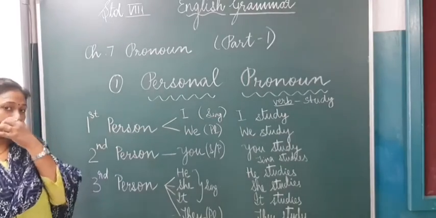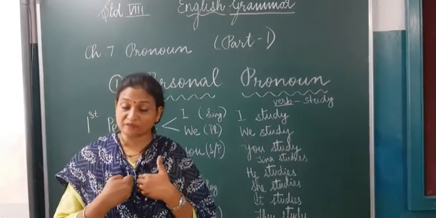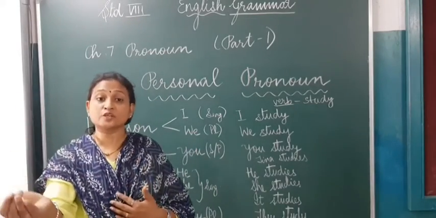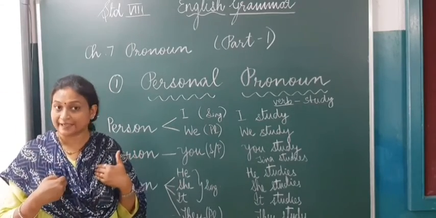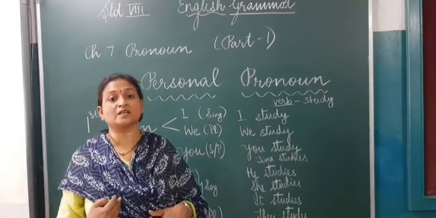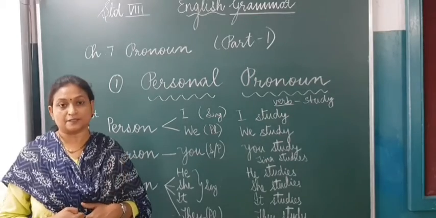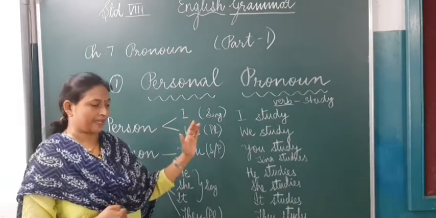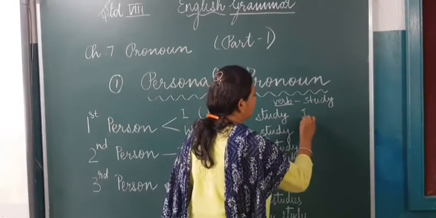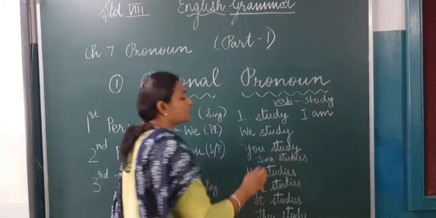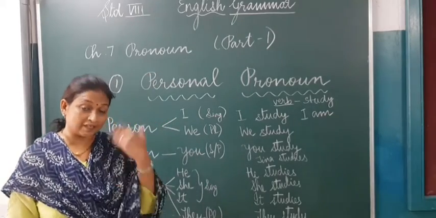Is it clear, children? First person means the person who is talking. Right now I am talking to you, so I am the first person. Okay, and I am talking to you, so you are the second person. If you talk to me, you become first person and I become second person. And if a third person comes in between us, a person who interrupts our conversation, that person becomes third person. Is it clear, children? So when it is I, it is always study. But one more thing you have to remember, that only with I we have am. Okay, now that is a different thing that you will be learning in tenses, that I will be teaching you in our later chapters.